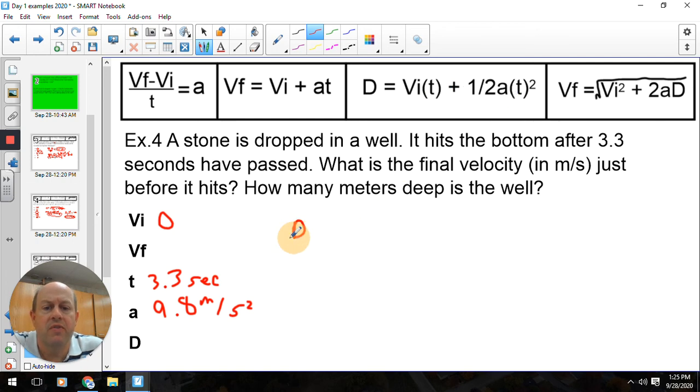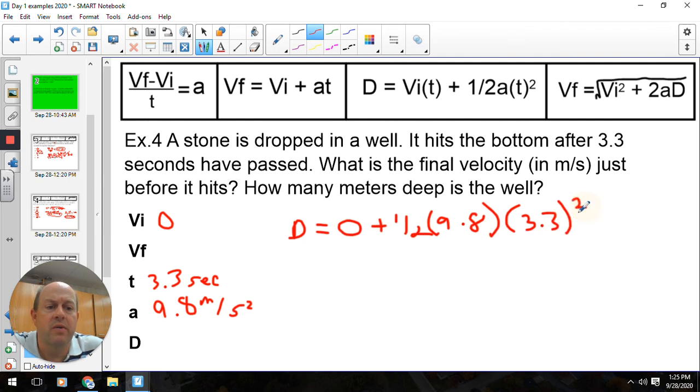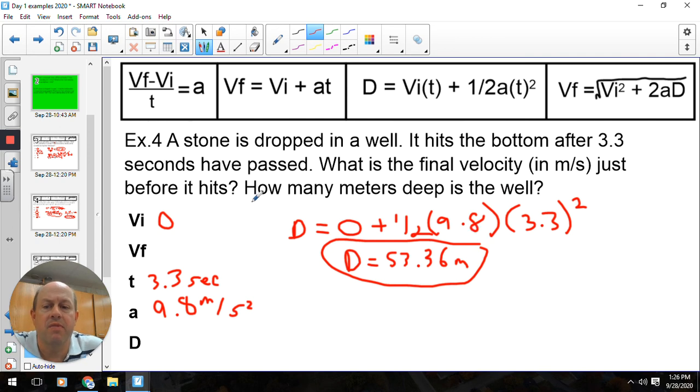So solving for that, VI was 0, so that all turns out to be 0 times 1/2, 9.8, times our time squared, so 3.3 seconds, and that's squared. And so our distance turns out to be 53.36 meters. So that would be our answer for the depth of the well.